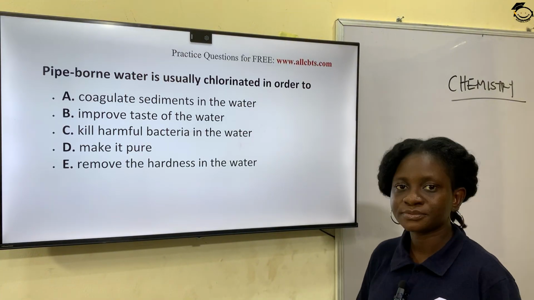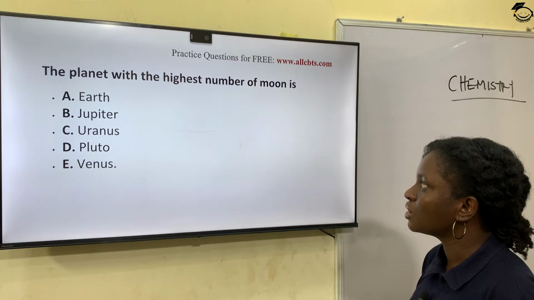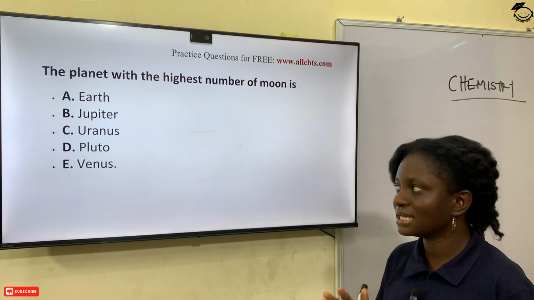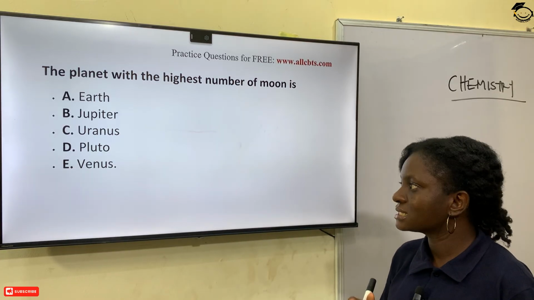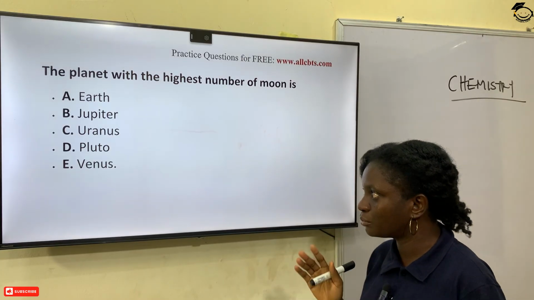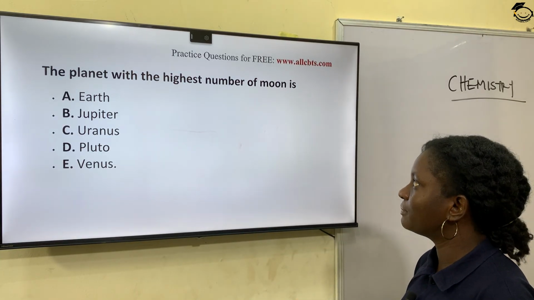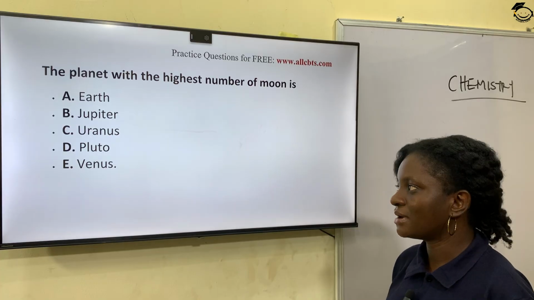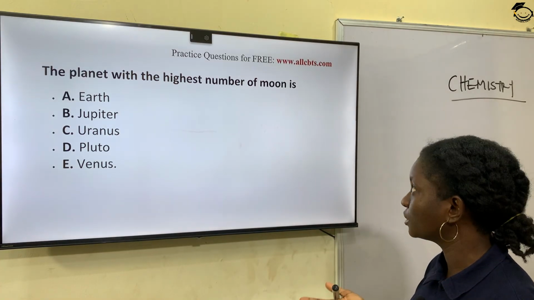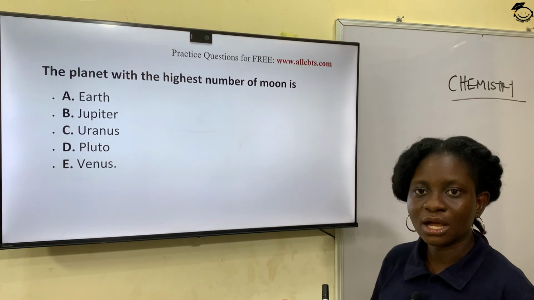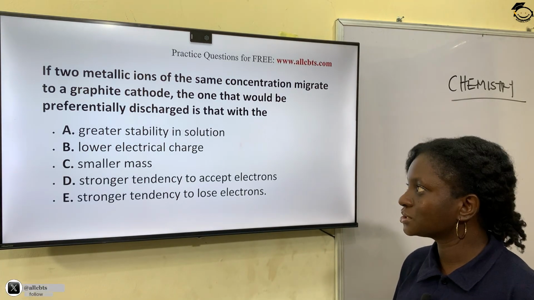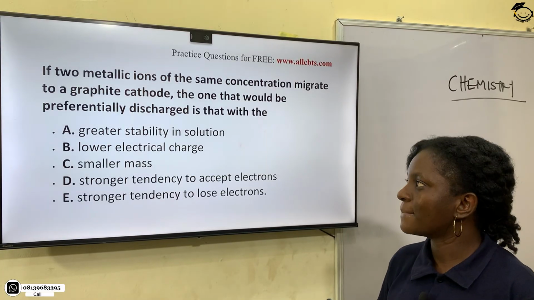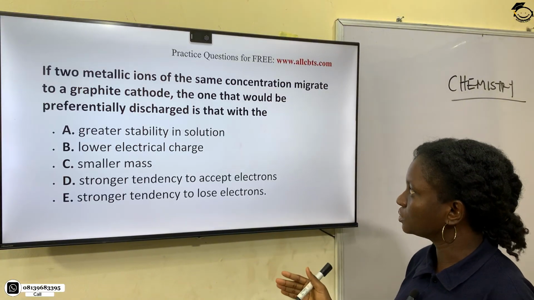Next question. The planet with the highest number of moons is option A, Earth, B, Jupiter, C, Uranus, D, Pluto, E, Venus. The planet with the highest number of moons here is Jupiter. It has approximately 97 moons. So that makes Jupiter the correct answer, option B.